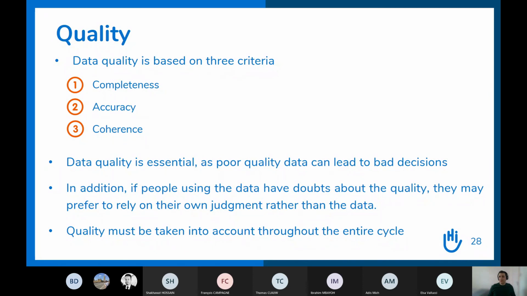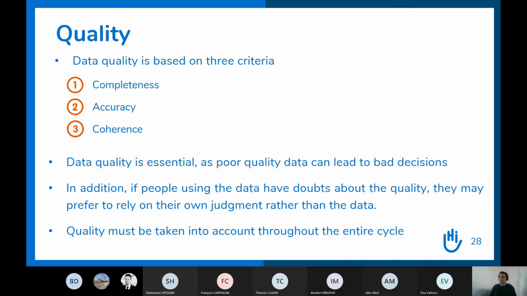So data quality, I'm sure that you are convinced of it, and we've already talked a lot about it. It's really essential. One of the reasons is that if you have poor data quality, then you are going to make bad decisions, because, as we said, data is really here to help you make good and informed decisions. But if your data is bad, then maybe your decisions are going to be bad too.